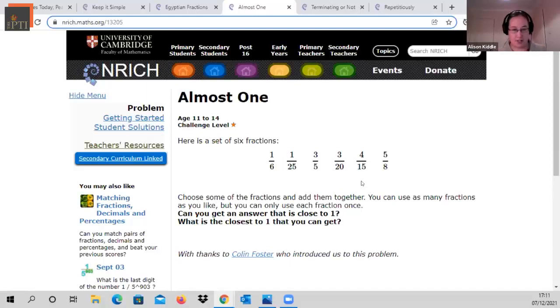Okay, so Theo has suggested a strategy of finding the lowest common denominator. Theo, I think that was my strategy when I worked on this problem the other day. I found something that I could rewrite 1/6, 1/25, 3/5, 3/20, 4/15, and 5/8 with as a common denominator. And then I knew that to get it as close to 1 as possible, I needed to make the numerators sum to something close to the denominator.